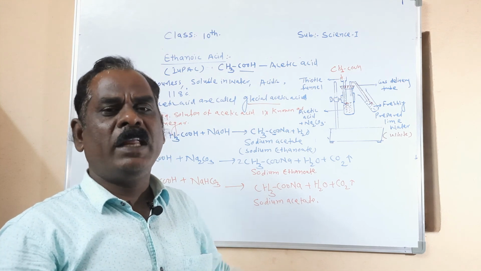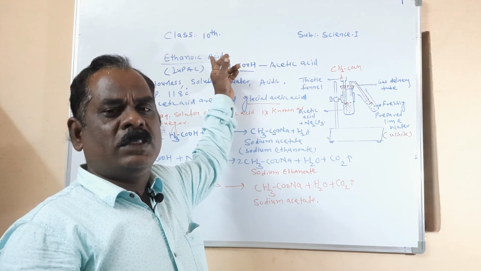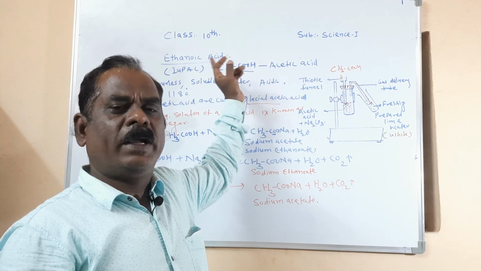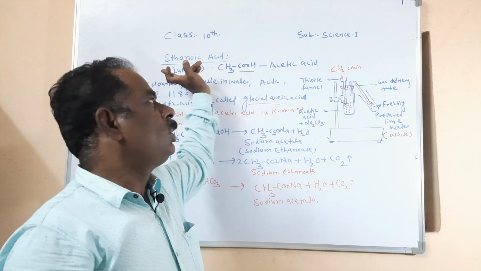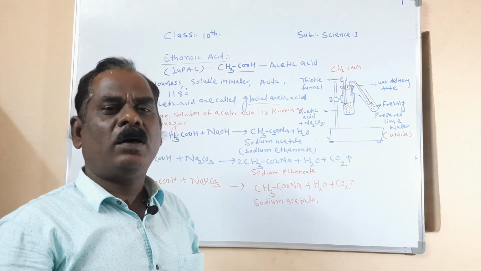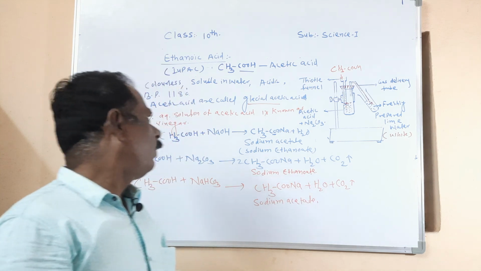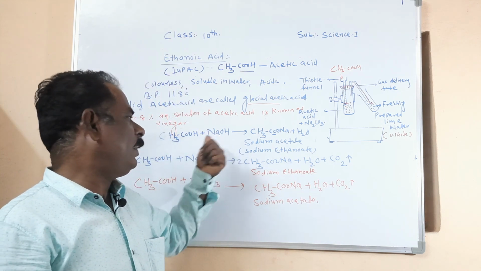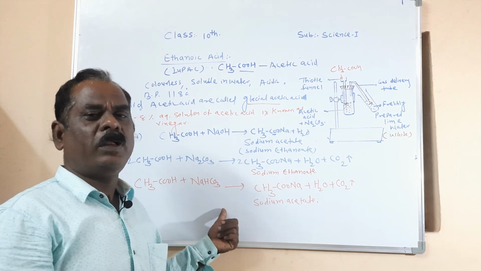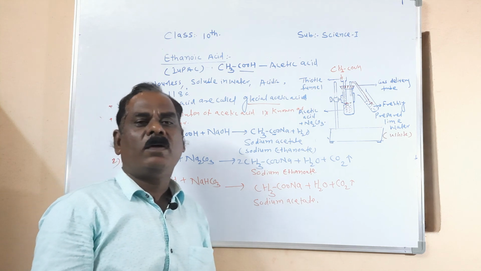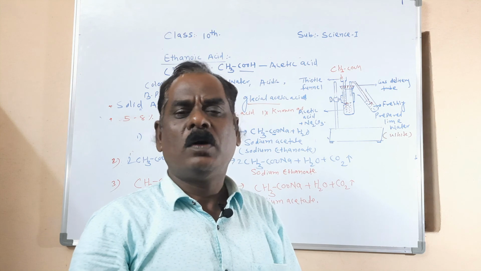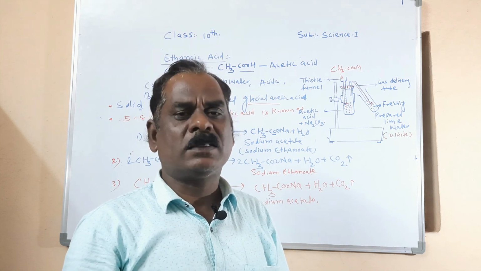Write the common name or IUPAC name of CH3COOH, or write the condensed formula of ethanoic acid, or write any important properties of ethanoic acid, or write the balanced chemical equation when acetic acid reacts with sodium hydroxide, washing soda, or sodium bicarbonate, or give reason why when carbon dioxide gas is passed through freshly prepared lime water, it turns milky. Such types of questions may be asked in the examination.